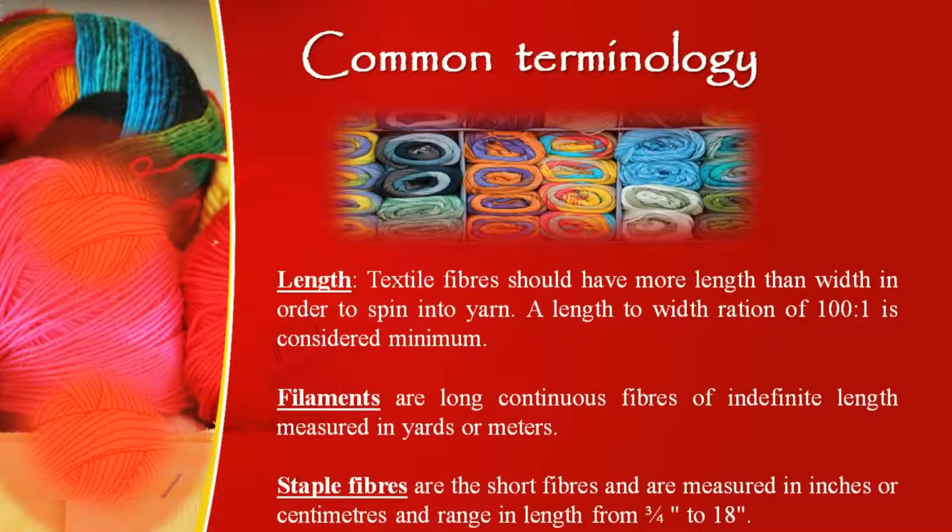Now we will study definitions of some common terminologies that are used in textile industry. Length. Textile fibers should have more length than width in order to spin into yarn. A length to width ratio of 100:1 is considered minimum. Filaments are long continuous fibers of indefinite length measured in yards or meters. Staple fibers are the short fibers and are measured in inches or centimeters and range in length from 3/4 to 18 inches.